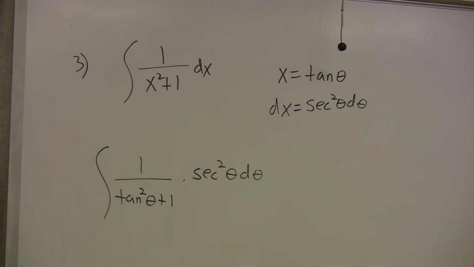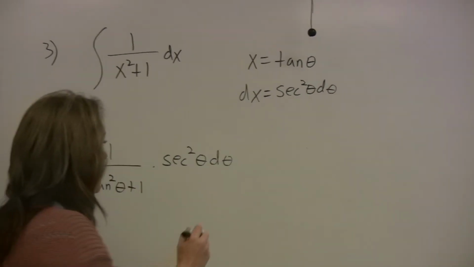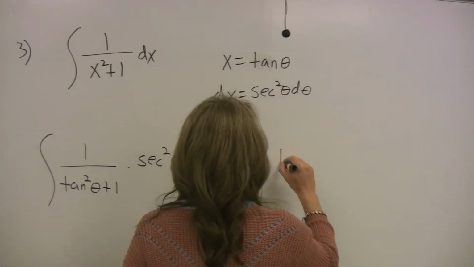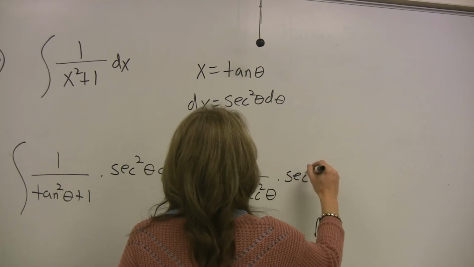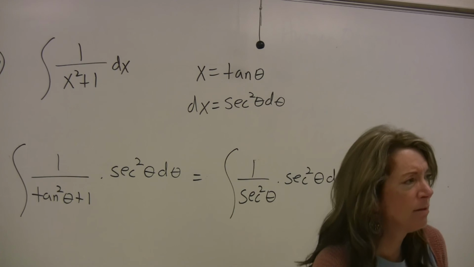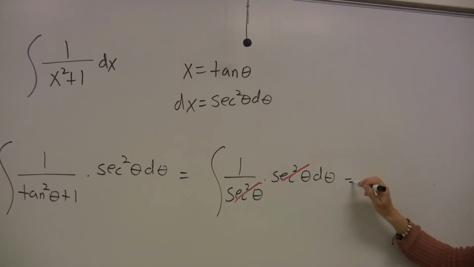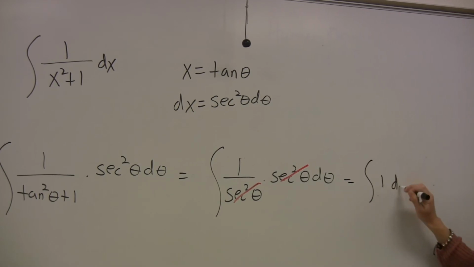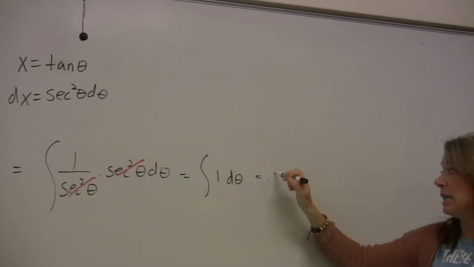So we'll cancel out. This is going to end up being a secant squared, right? That's why we chose it. This is a secant squared down here, this is a secant squared up here. Everything cancels out. What am I left with? 1. The integral of 1 d theta. Can we integrate it? Yep. The integral of 1 is just theta plus c.